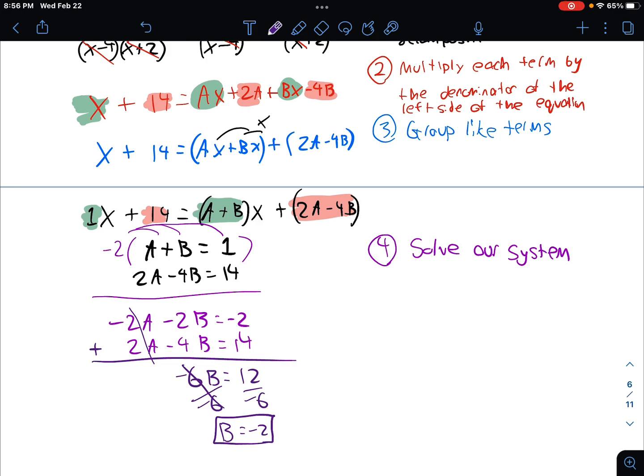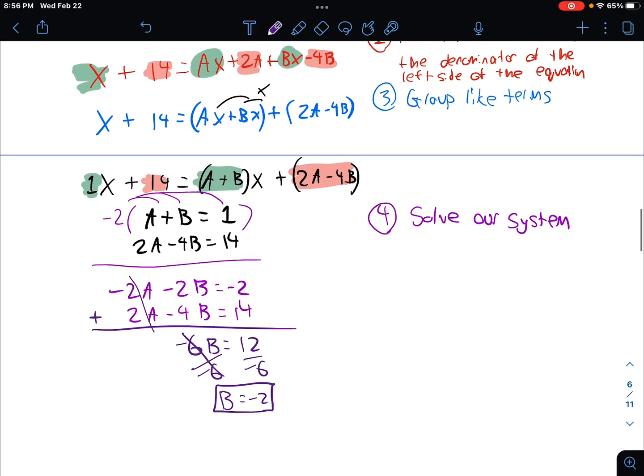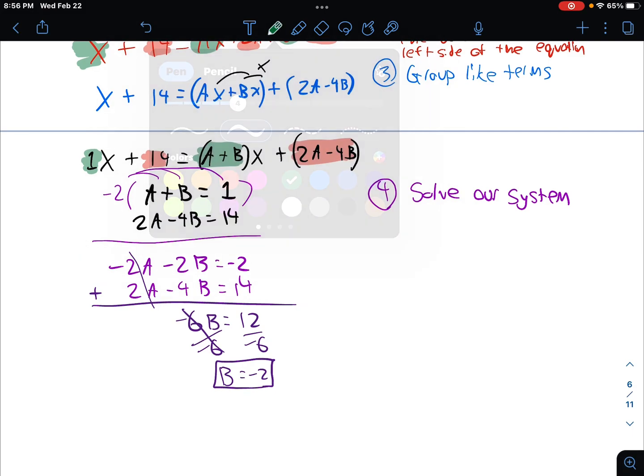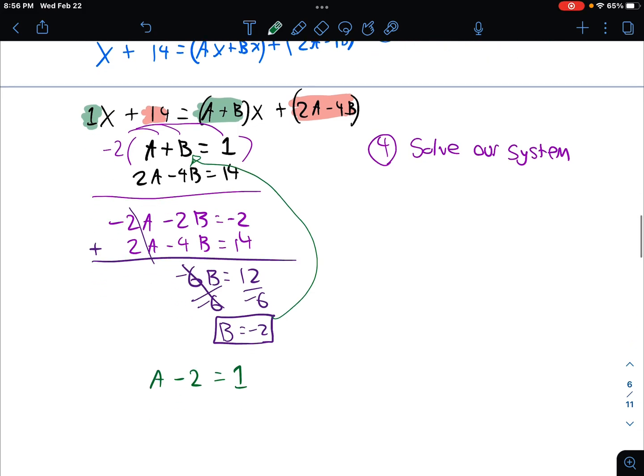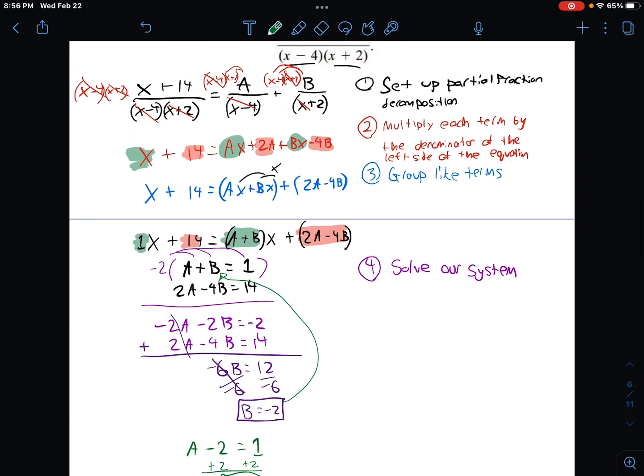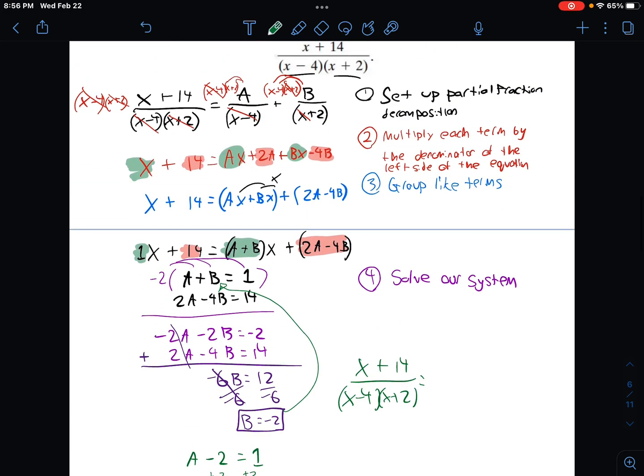Okay. We found one of our two variables. To find the other, we substitute it back into one of our equations. So we're going to write A minus 2 equals 1. We substituted it back in for B in this equation. And so all we have to do here is add 2 to both sides, and we get A equals 3. And this leads us to our partial fraction decomposition of x plus 14 over x minus 4 times x plus 2 equals A, which is positive 3, over x minus 4.